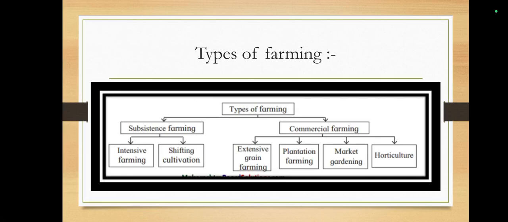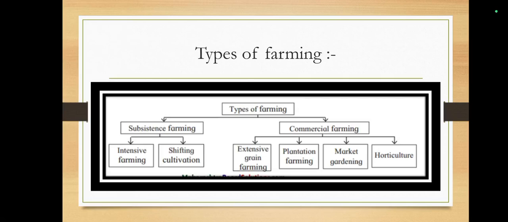The production obtained from this is not sufficient to fulfill the food requirement. Hence, people undertake hunting, fishing, and gathering of bulbs and roots from the forest. In this type of farming, the fallow period is longer than the crop period. After the productivity of the land depletes in 2 or 3 years, a different piece of land is selected for cultivation. The second type of farming is commercial farming.